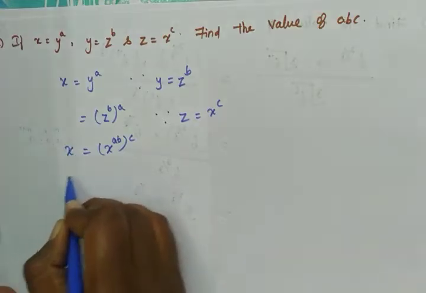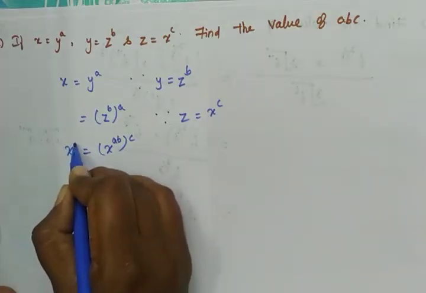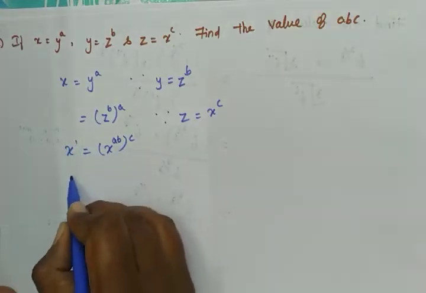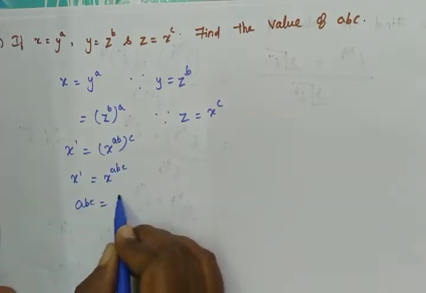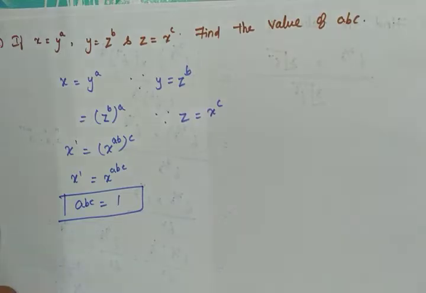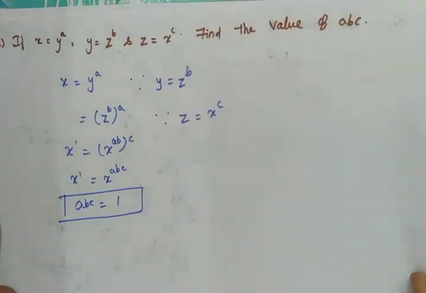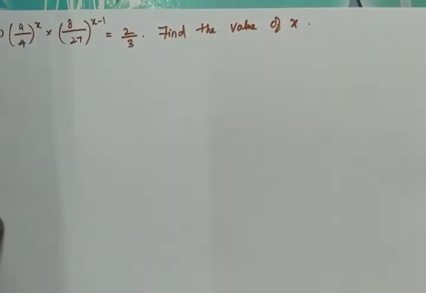Here we have x. Since we don't have any coefficient here, it is understood that we have 1 here. So x power 1 is equal to x power abc. Therefore abc is equal to 1. This is the answer for this problem. Now let us move on to the next problem.